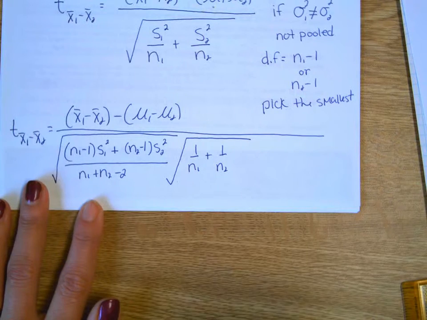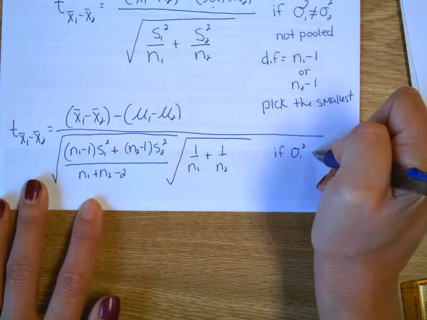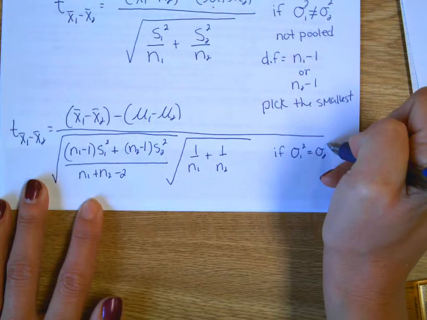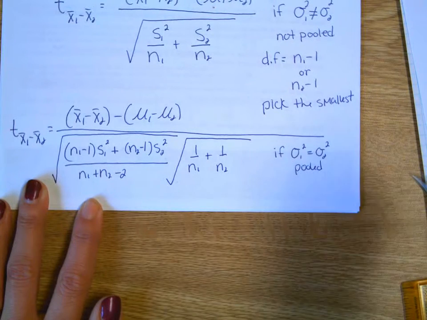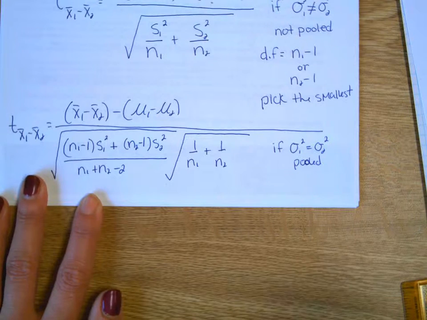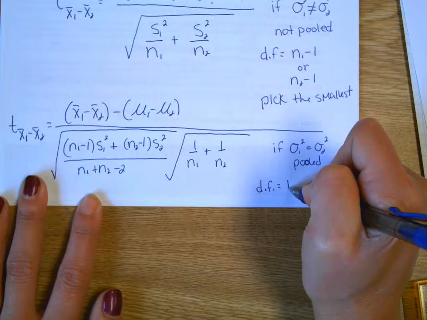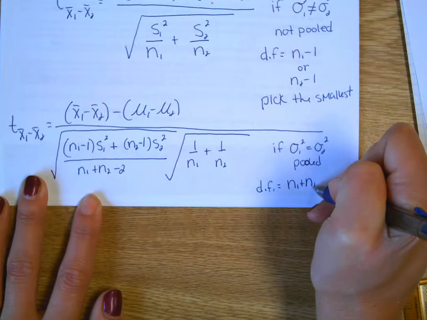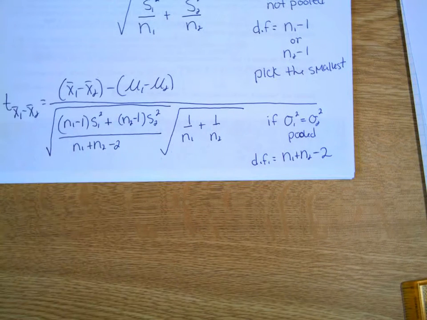So you'll use this formula if the two standard deviations are equal. That's called pooled. And then here your degrees of freedom will equal the two sample sizes added together minus 2. Oh, things got all kinds of complicated here. This is awful.